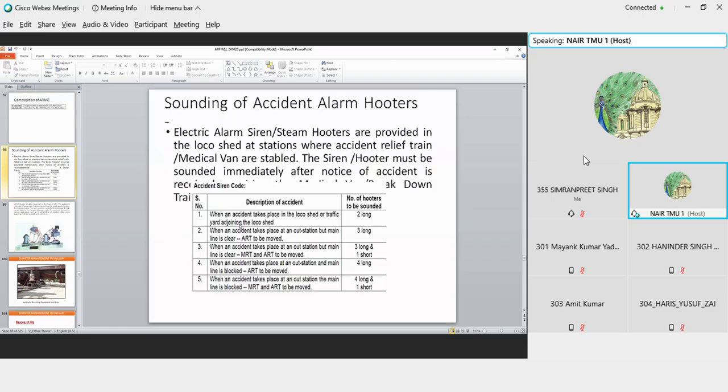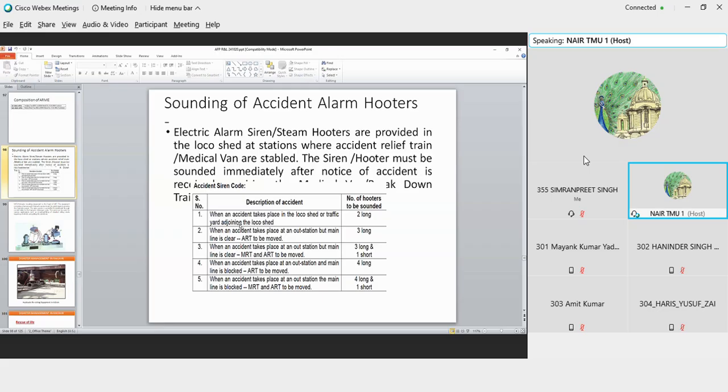Now this is just a codification as to how the information is provided. So assuming Baroda control is located at Pratap Nagar and the 140-ton crane is in Baroda yard, and the staff which is nominated on the 140-ton crane is distributed. They may be in the electric loco shed or they may be staying at home. So we have the hooter system. There would be a hooter provided at all these locations, and there are some codes which are defined. So assuming an accident has happened in an outstation where the main line is blocked and the medical relief van and the ART both have to be moved.